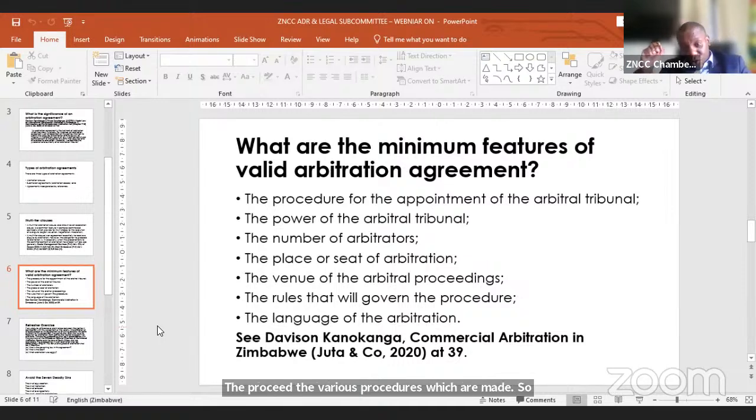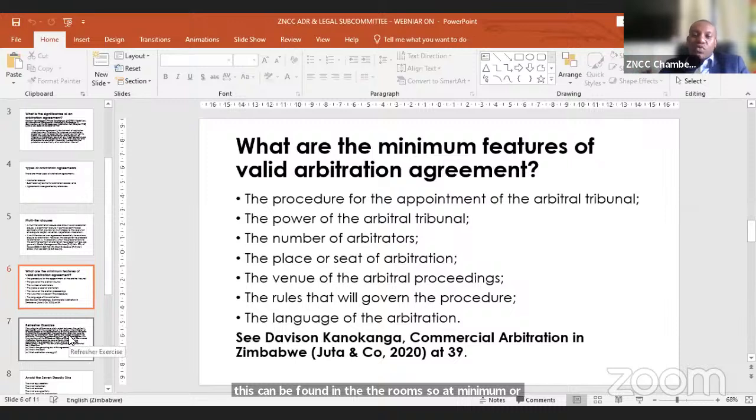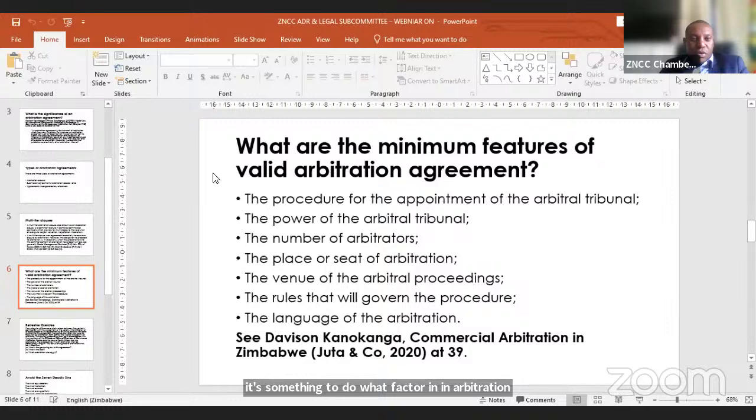So at minimum, something to factor in for arbitration agreements is to have rules. Then most importantly for me on this one, as we continue, is the language of the arbitration. How is the arbitration to be conducted? You'll find that in cross-border contracts, this is very, very important.